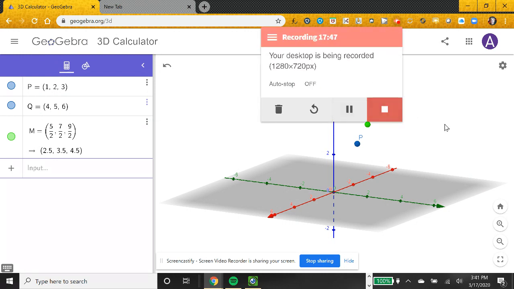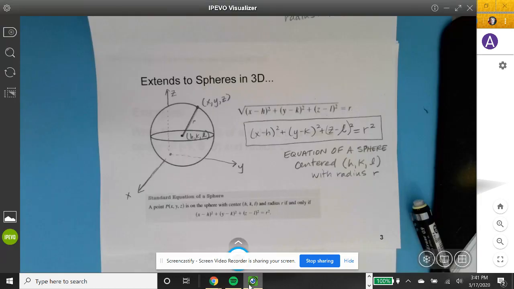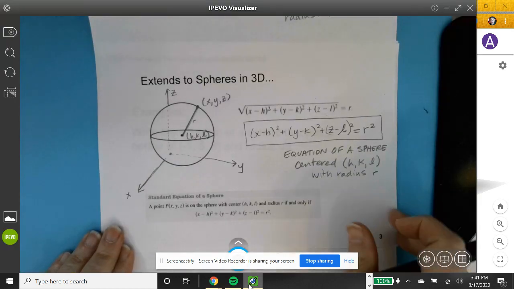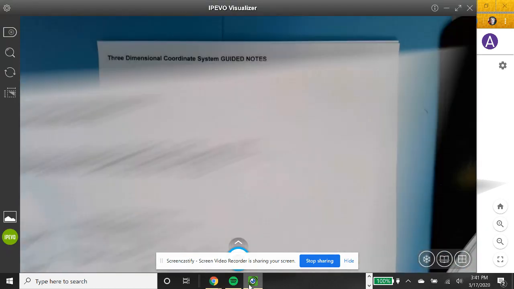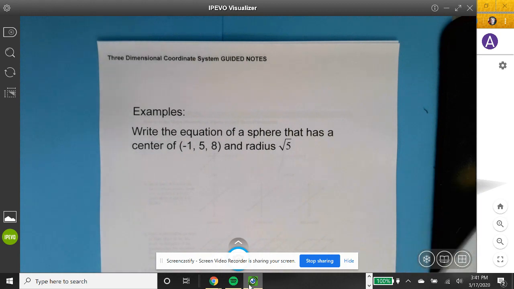All right, so let's do an example of our sphere in 3D. I happen to have one right here. This first example says, let's write the equation of a sphere that has a center of -1, 5, 8, and a radius of root 5.